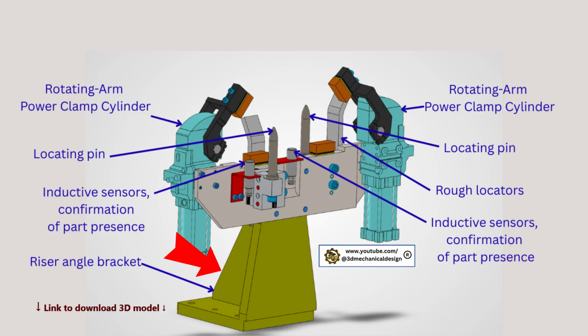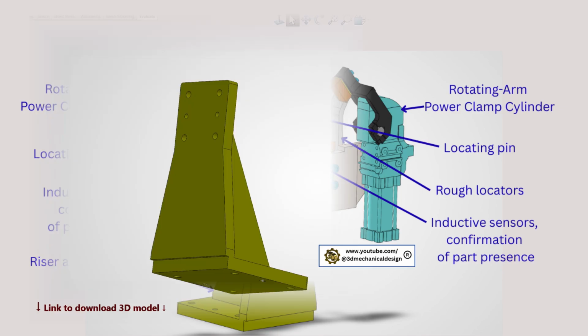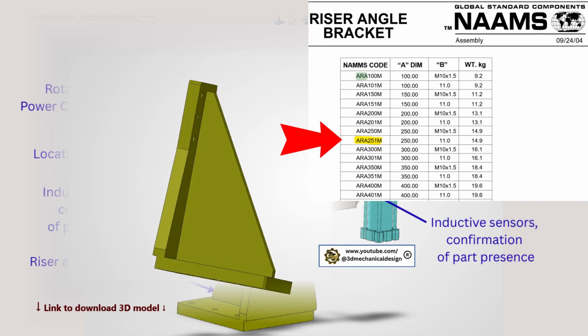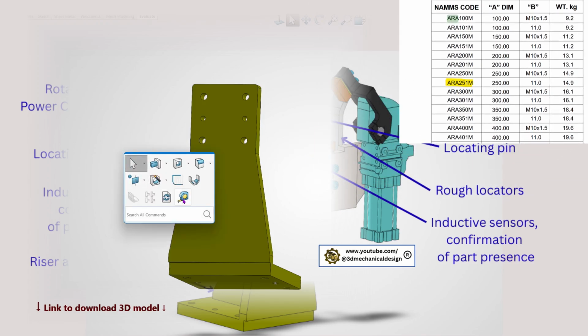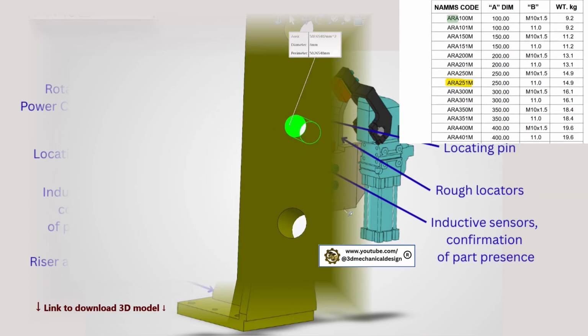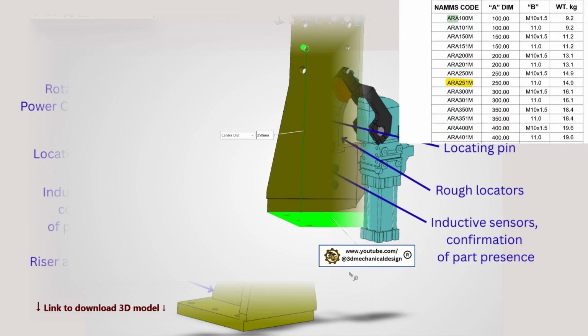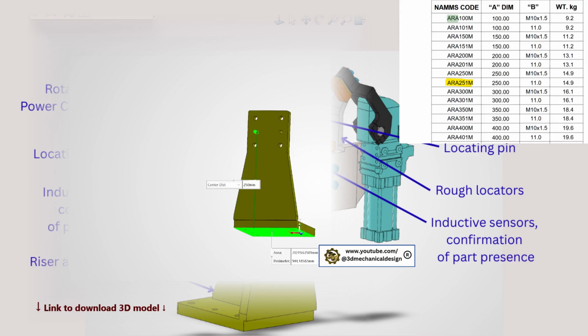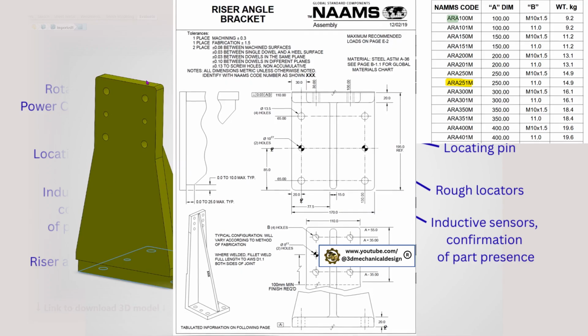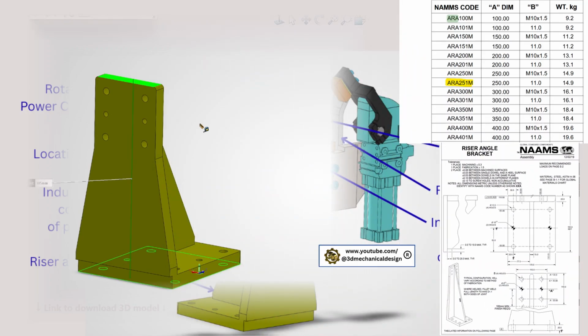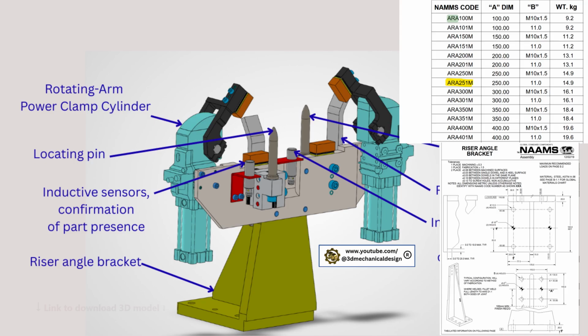We'll start with the riser angle bracket, which raises our locating and clamping elements to the correct working height. In this fixture, I'm using an ARA251M riser angle bracket, where dimension A is 250 millimeters. A is the dimension from the base of the bracket to the dowel holes. The actual size you choose will always depend on your part geometry, stack up, and any access or clearance requirements in your project. On the right side of the screen, you can see the full specification and dimensions for this riser angle bracket.